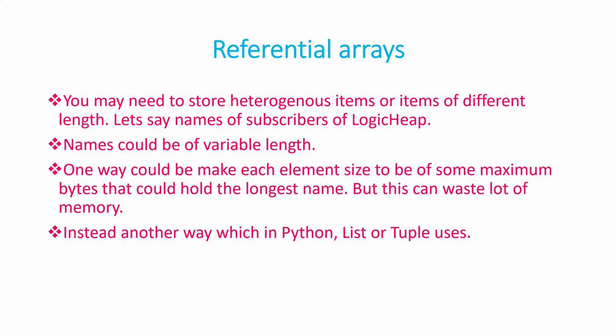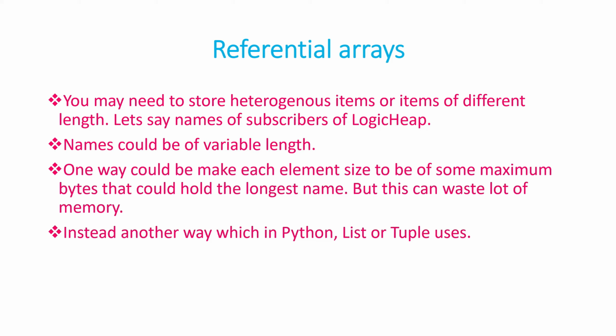That's the problem statement. One example is, suppose I want to store all the names of subscribers of Logic Heap. Now these names could be of variable length. One way could be to have the maximum bytes that even the longest name can take, and give the same amount of size to all the elements. But this is going to waste a lot of memory because some names would be very short. Then you are wasting memory in each element. So this approach you can apply, but it is going to waste a lot of memory.